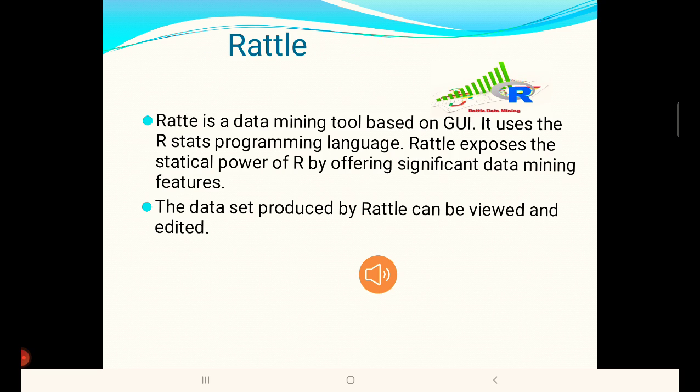The next tool is Rattle. It is a GUI tool, that is a graphical user interface tool. It uses the R stats programming language. Rattle exposes the statistical power of R. R programming is another programming language. So this tool is based on R programming. So it offers significant data mining features. So it can be viewed and you can also edit whatever we need.